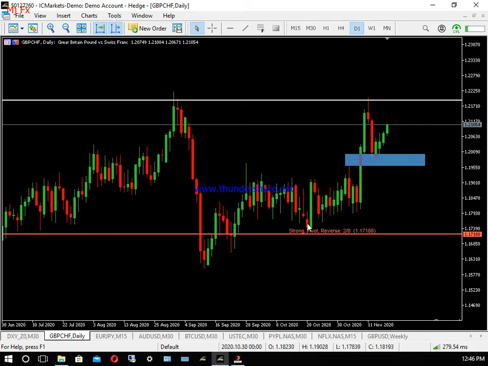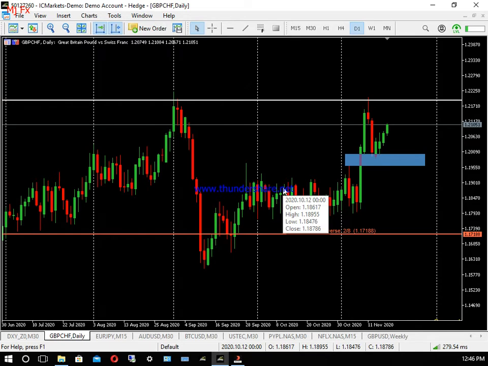So you can see I took my buy here, and it ranged for 1 month, the period of October. During this period of October, pound Swiss franc was ranging, but I took my entry and my take profit according to the previous highs.